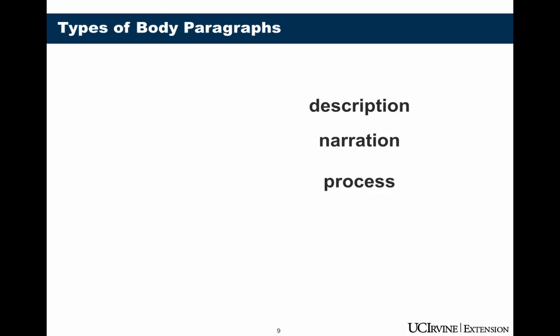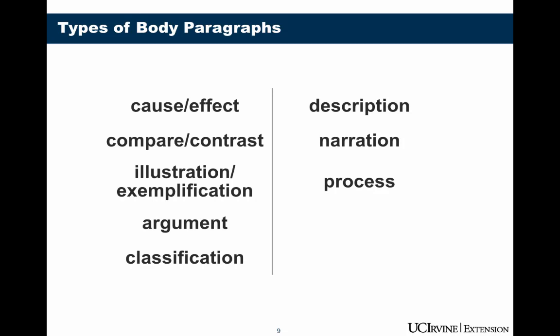Narration and process both use time order. In a narration, you're telling a story about something, and so you tell about the first thing, and then the second thing, and the third thing. It uses time order. Process also does that because you're telling how something happens or how it's done. And so you would tell the first step, the second step, the third step. That's a process. So those 3 types are a little bit different. But all of these types of body paragraphs can help you to write longer essays. You can use one of these types of paragraph in your argument essay to help develop your thesis statement.